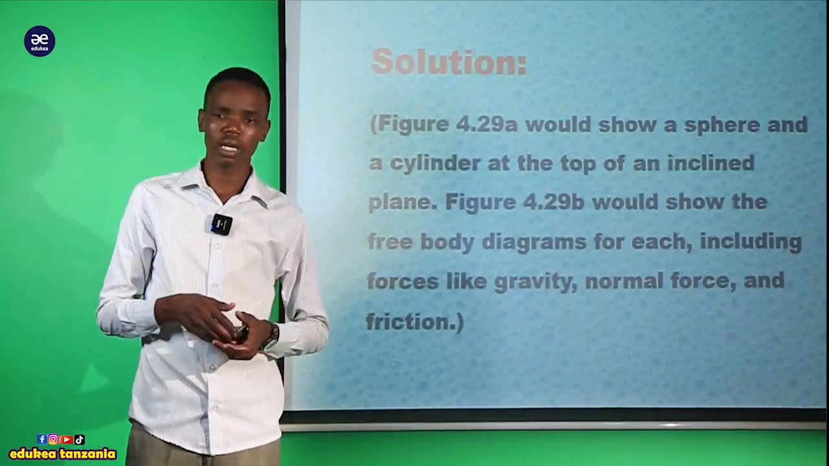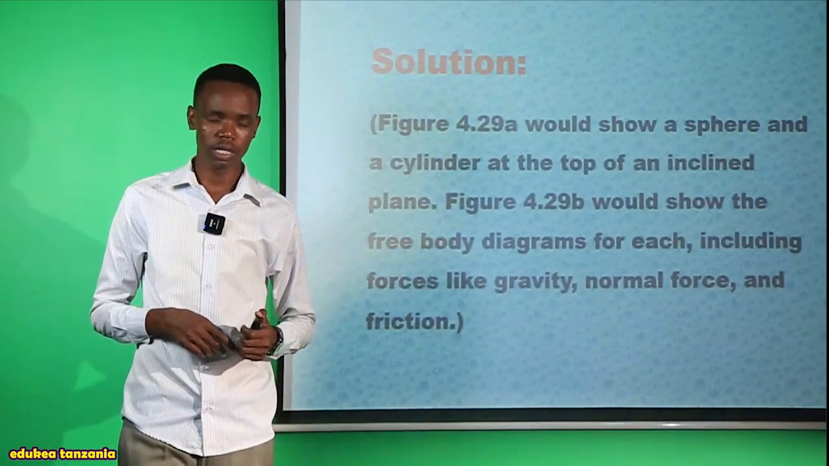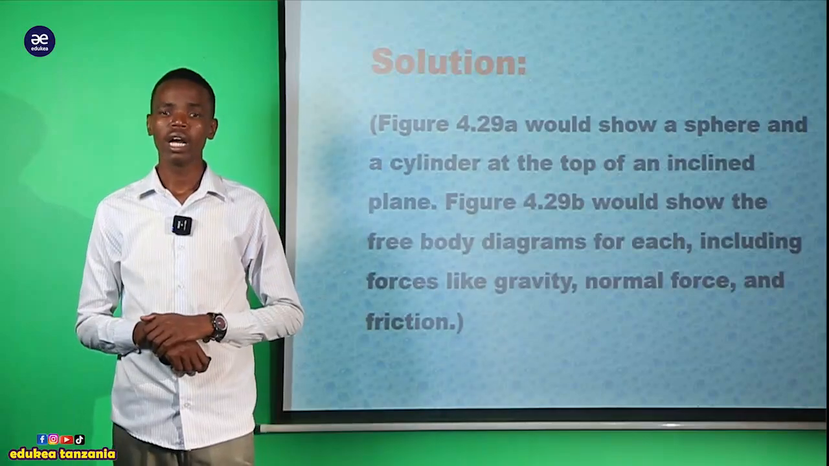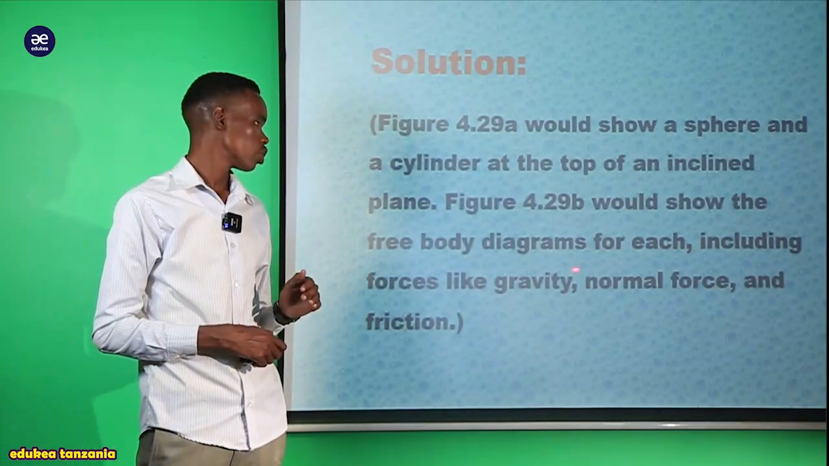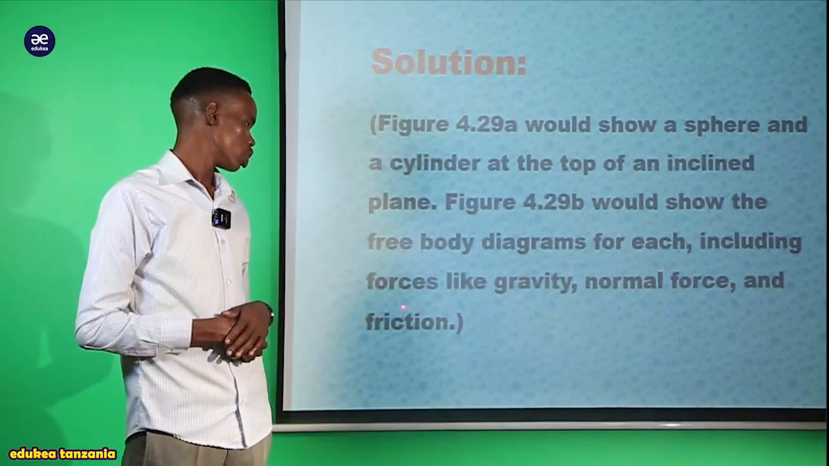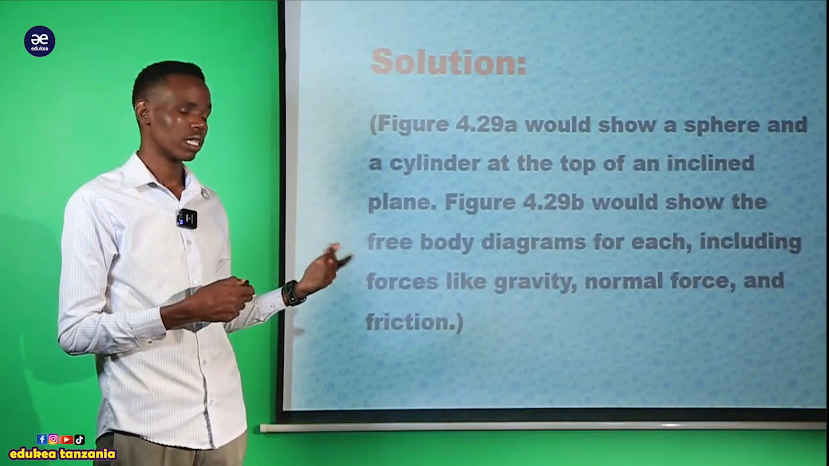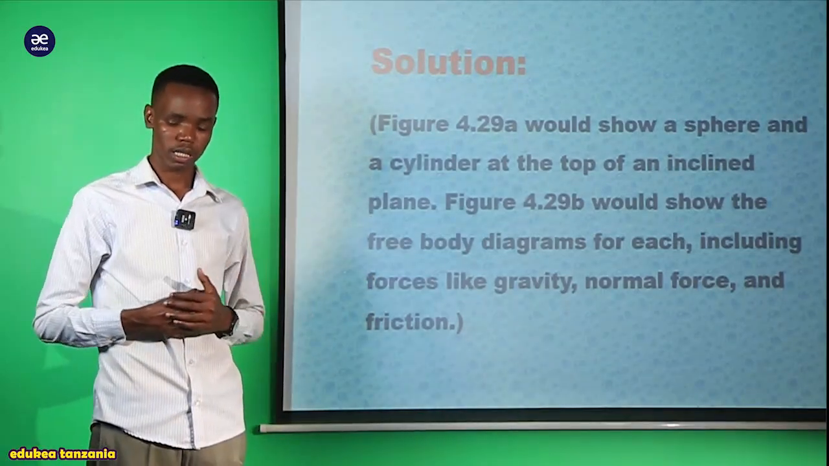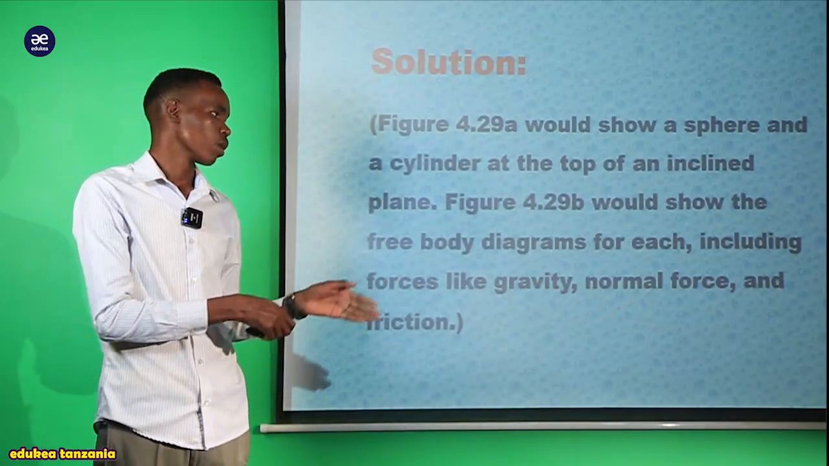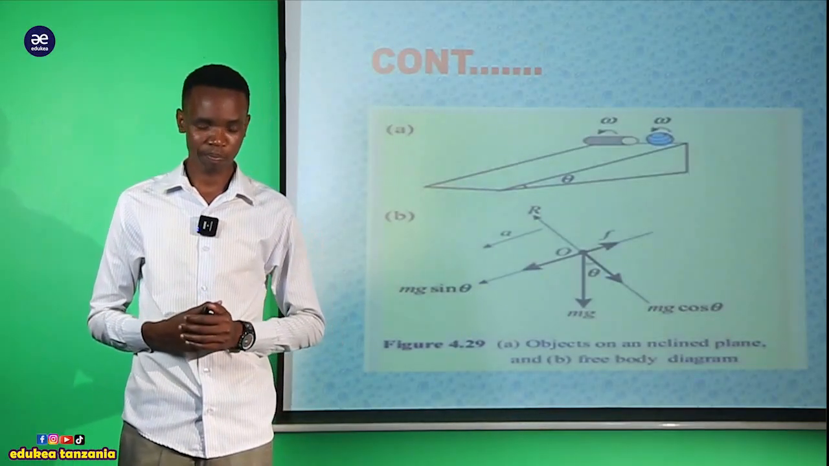Kwa hii figure ndio inaonyesha namna ya yule sphere pamoja na cylinder anavyokuwa analong kwenye inclined plane. While this figure 29 Roman B shows the free body diagram. This indicates the free body diagram for each, including forces like gravity. It explains the forces that act on the inclined plane, and those forces are gravity, the normal force and friction.